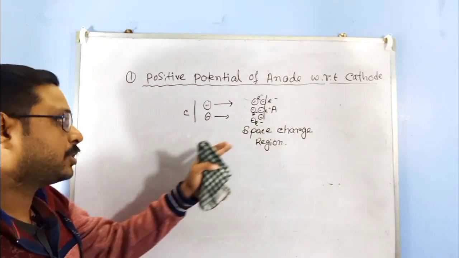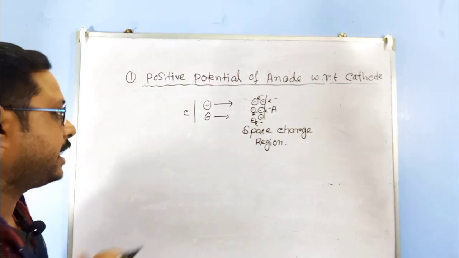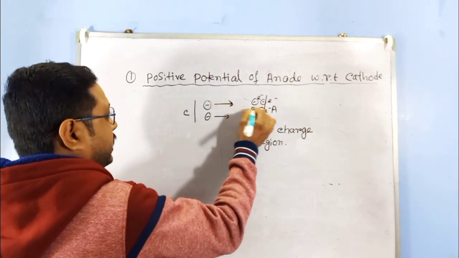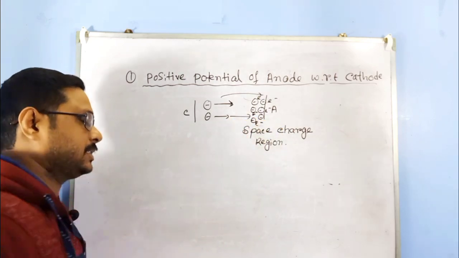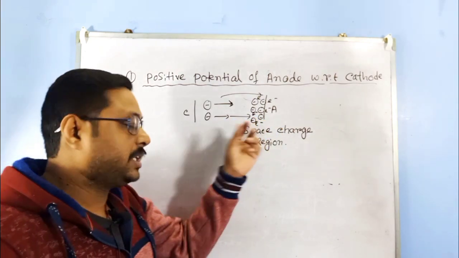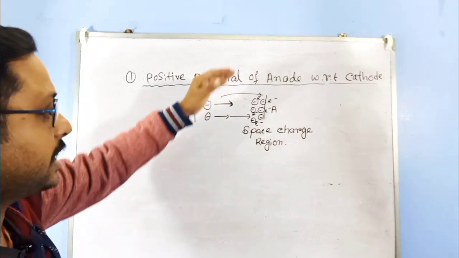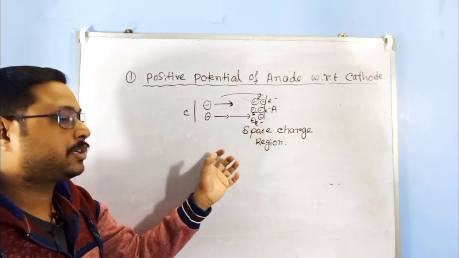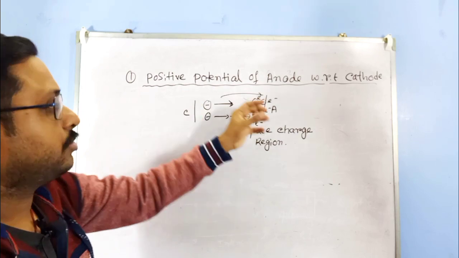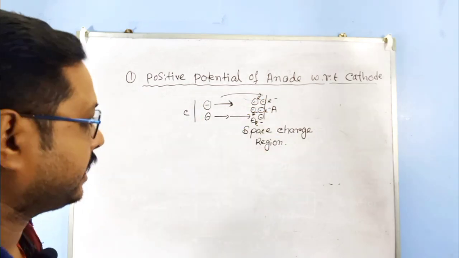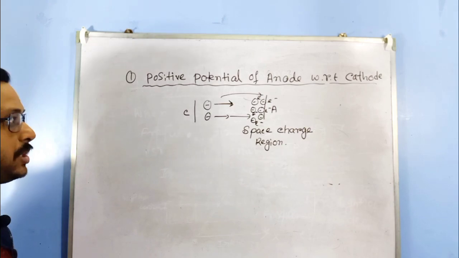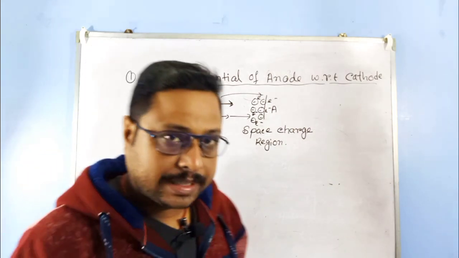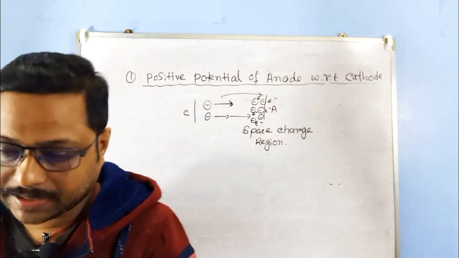If we increase the potential of the anode again, then the electrons are not repelled, they are attracted by the anode and the photocurrent increases. That is, if we increase the potential of the anode, the space charge repulsion of electrons is negligible and the electrons will go to the anode. As a result, we get photocurrent. So, the positive potential of the anode is directly proportional to the photocurrent.